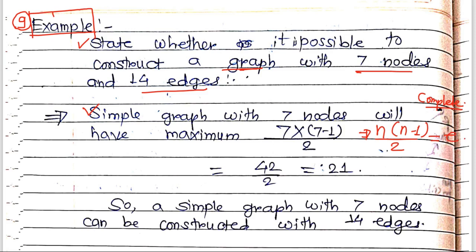Suppose we have 7 nodes, so we have 7 into 7 minus 1 upon 2, that is 7 into 6, 42 upon 2, that is 21 maximum edges you can have in a graph. But it is not given whether this graph is complete or not, and it is asked whether we can construct the graph using 14 edges. So a simple graph with 7 nodes can be constructed using 14 edges. It is allowed to have 21 maximum edges, so obviously using 14 edges you can construct this graph.